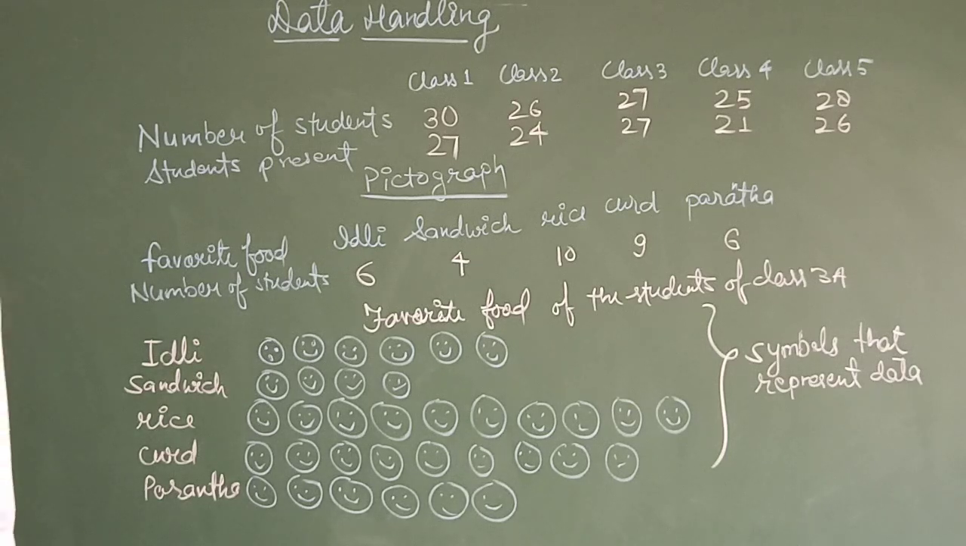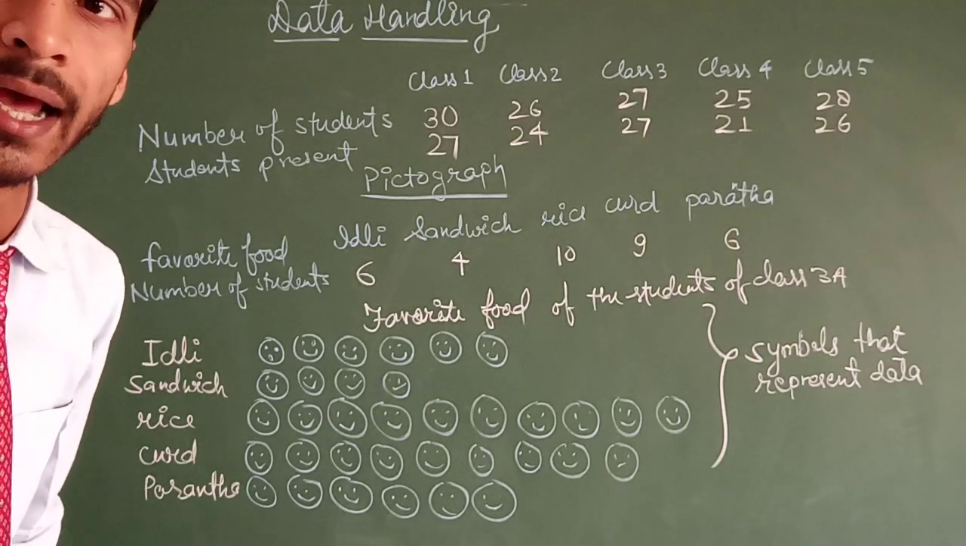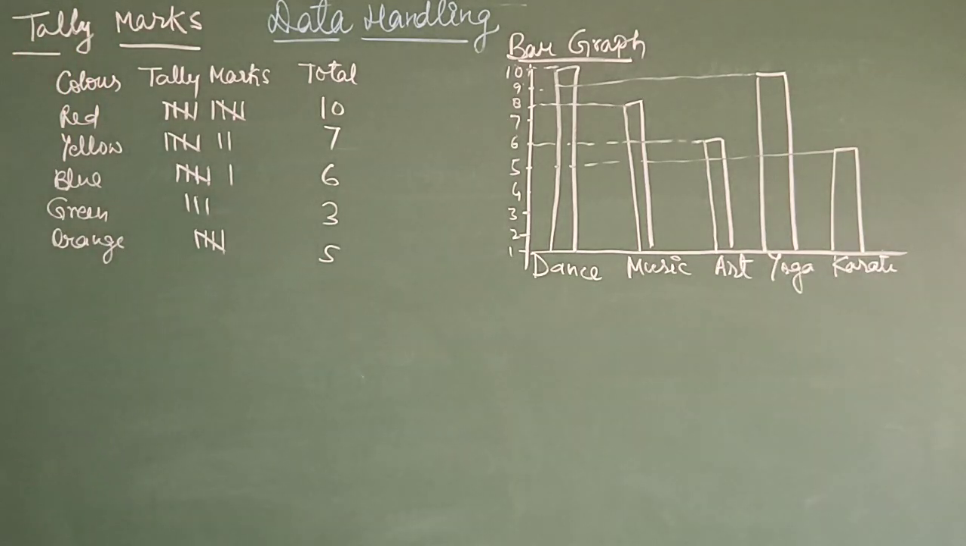And now there is another example, representing data using tally marks. This picture is representing data using tally marks. 42 students of a class were asked to name their favorite color, and the data collected is given below. Make a tally chart and answer the questions.